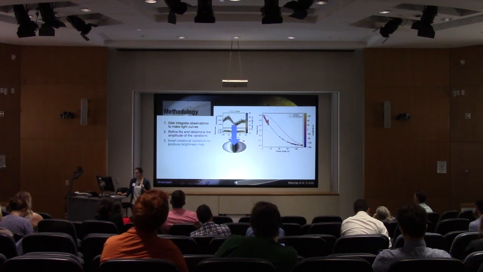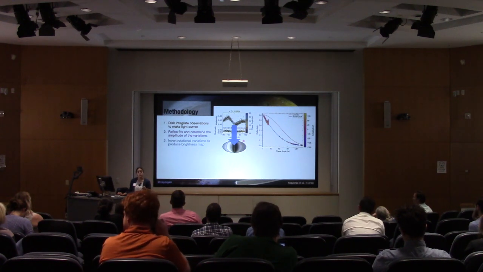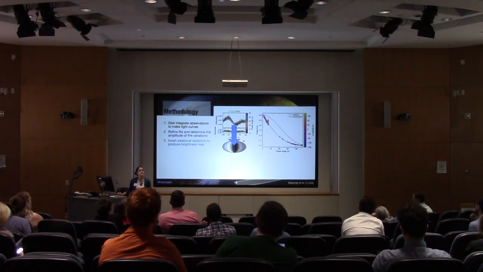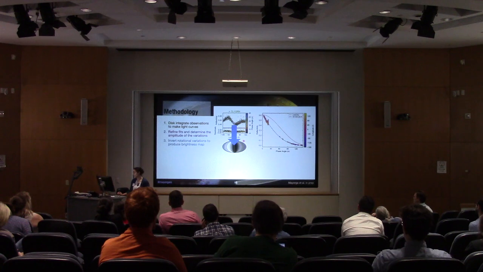Then from that, we can actually invert these rotational variations to produce a brightness map. So in this way, we're getting additional information about this pretend exoplanet. And this could be a mechanism we could use to start to resolve these, we'll never be able to resolve exoplanets. So this is our first baby steps to actually trying to map out an exoplanet in direct imaging.